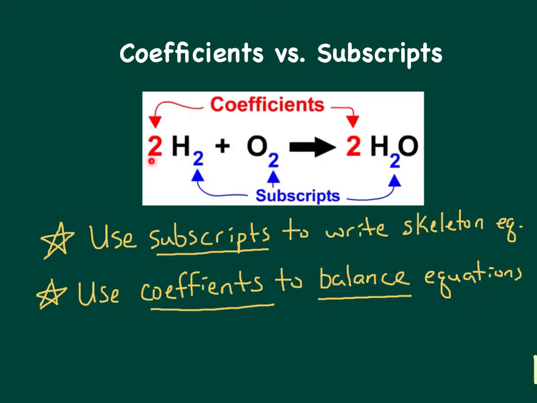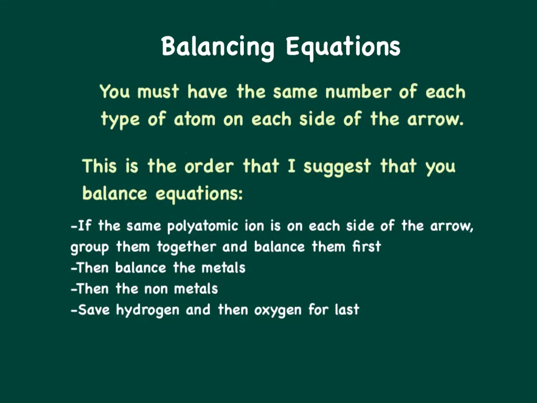Now, a coefficient goes with everything that comes after it, and you multiply it with a subscript. So for example, right in this area, 2 sets of H2 would represent 4 H's. This would be an understood 1 since there is no coefficient. That's 1 O2. And this would be 2 sets of H2O, so 4 H's and 2 O's.